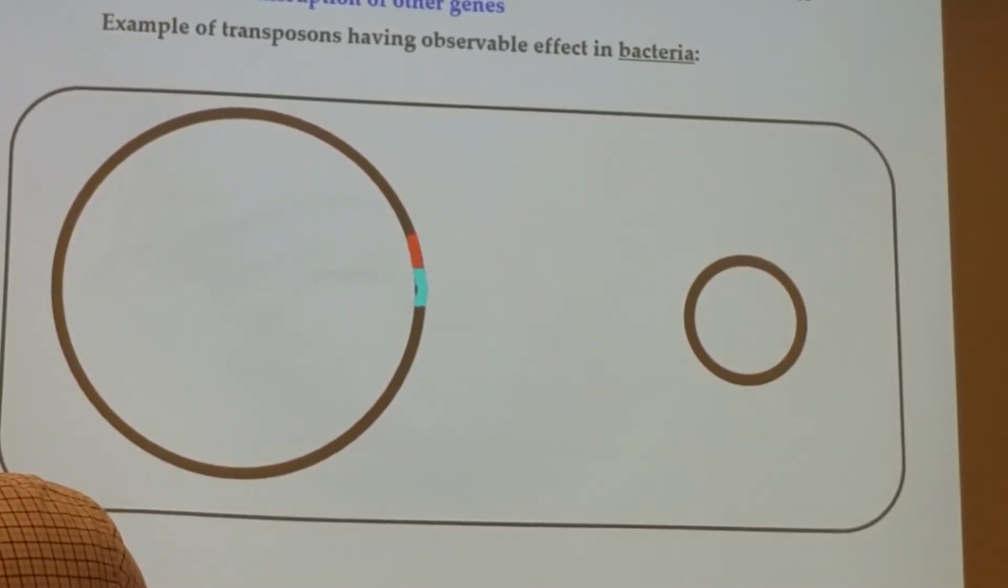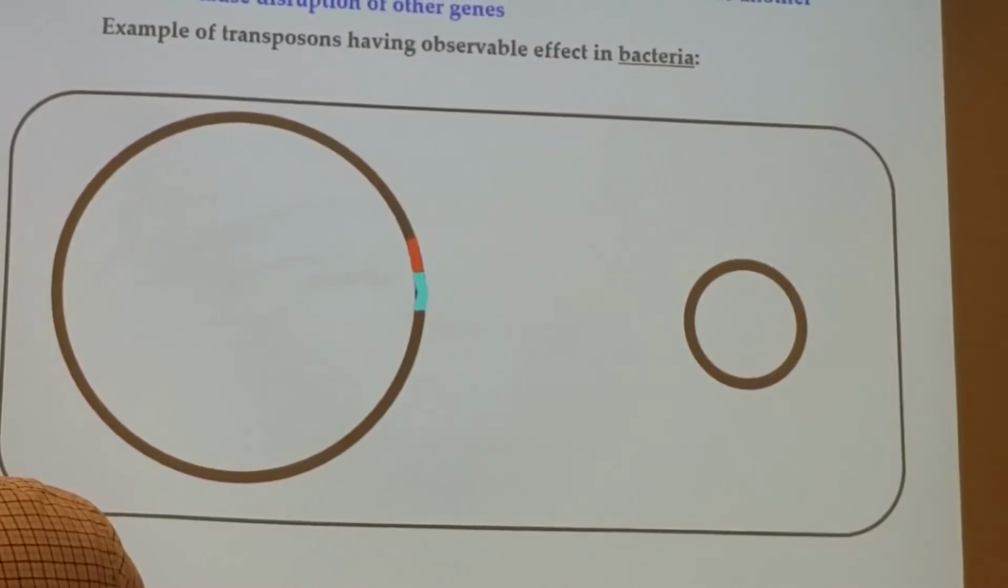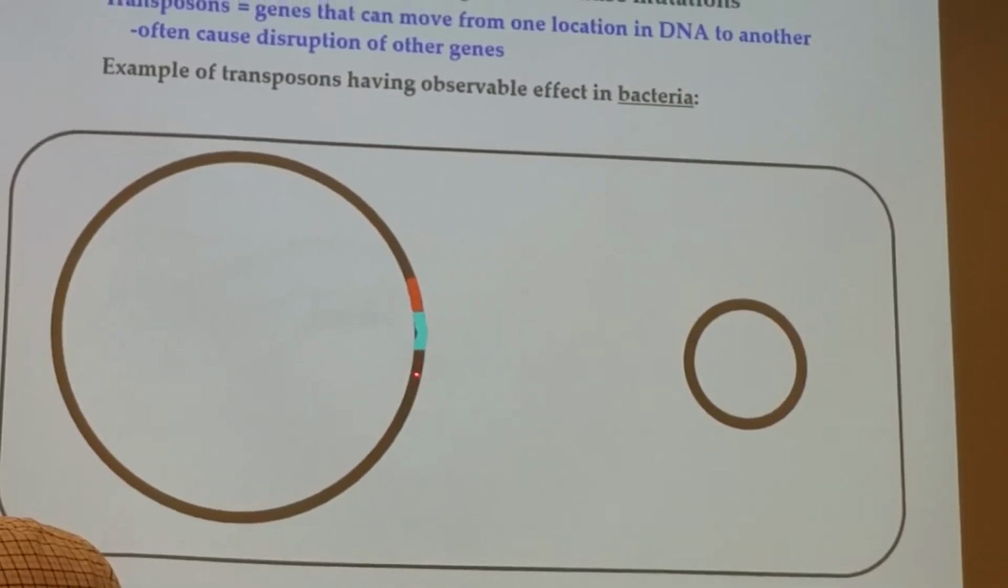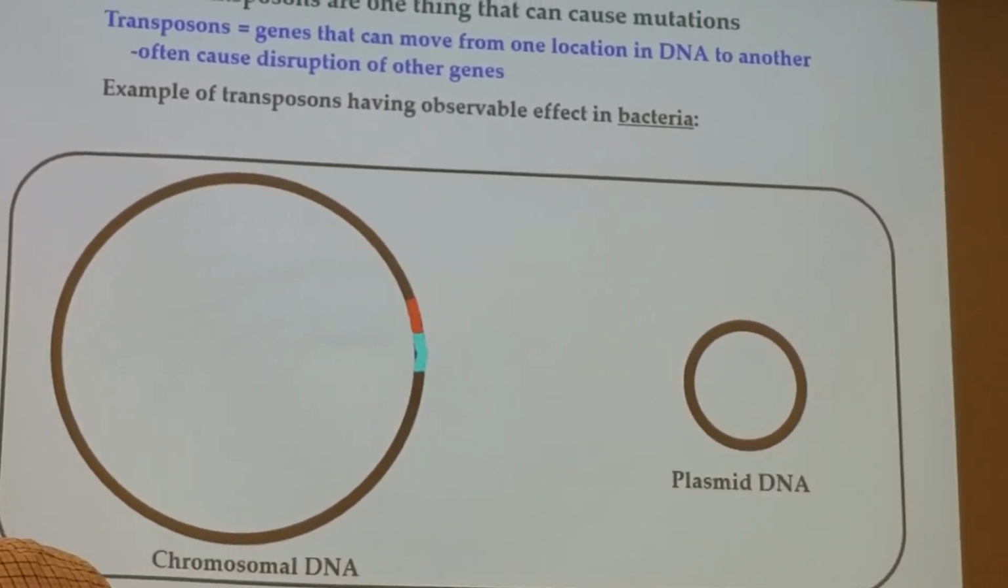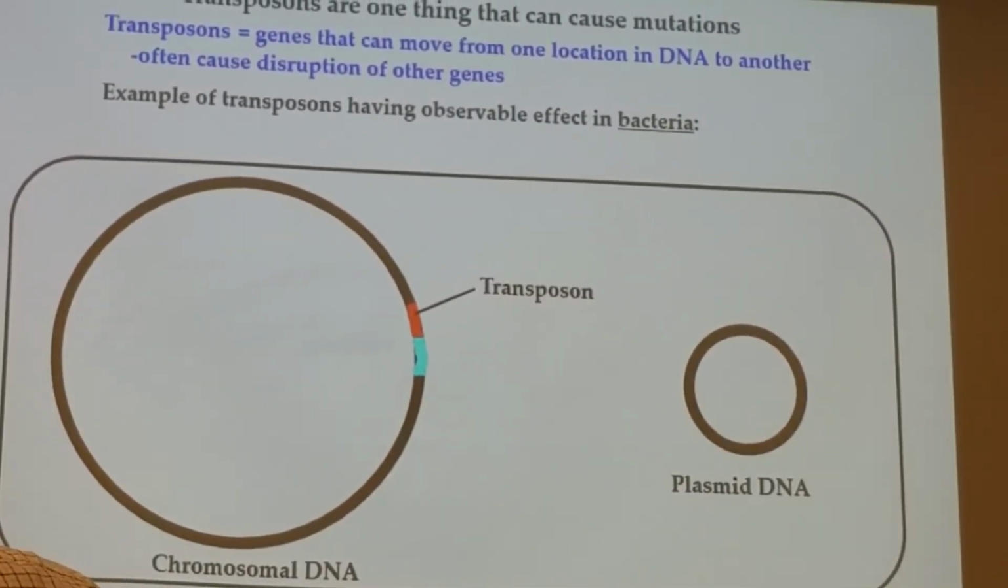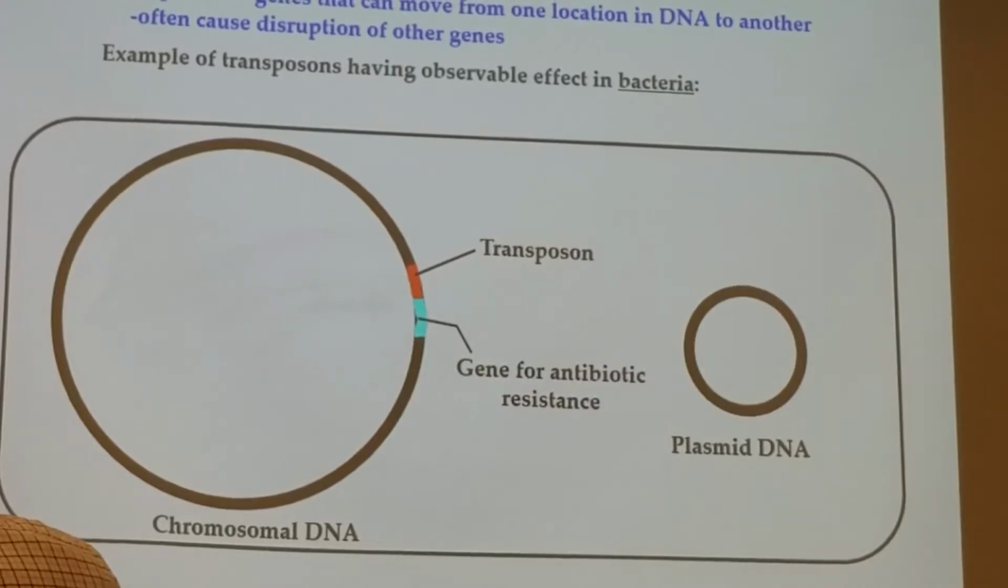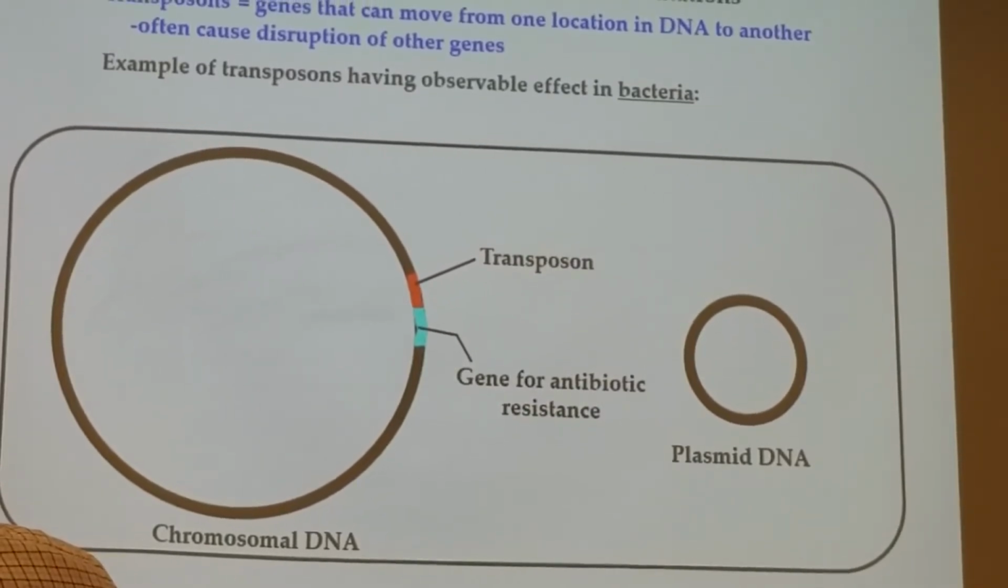Right. Yeah, plasmids tend to be smaller than the chromosomal DNA. So what you find in the chromosomal DNA, at least the way that it's drawn here, is that red thing, which represents the transposon. And right next to that transposon happens to be a gene that allows the bacteria to be resistant to certain types of antibiotics.